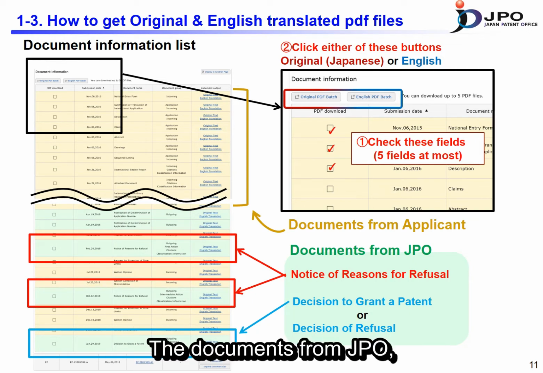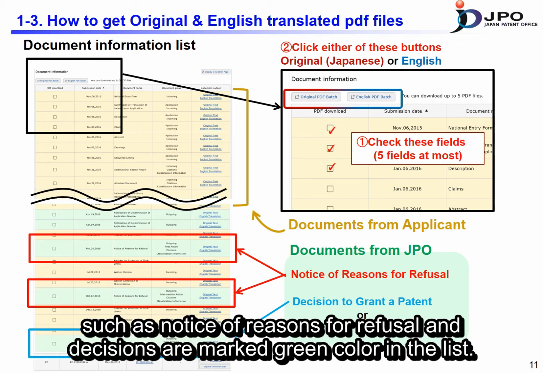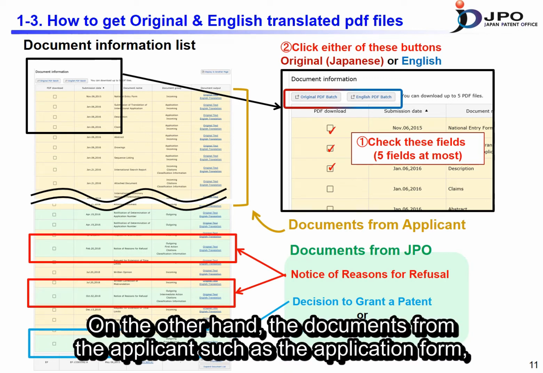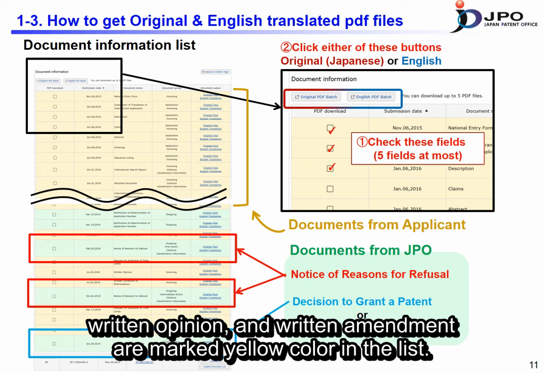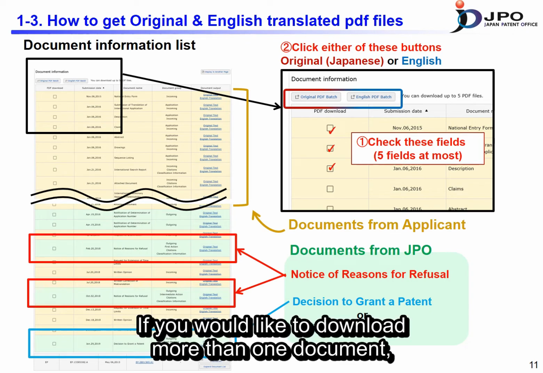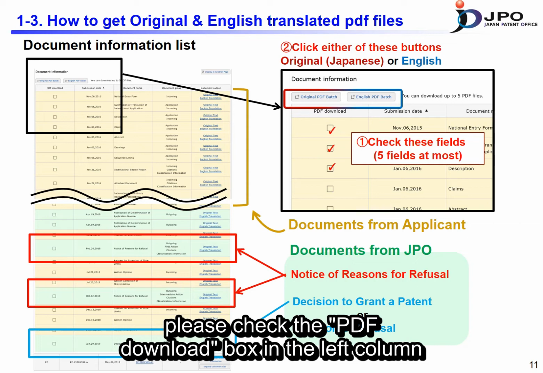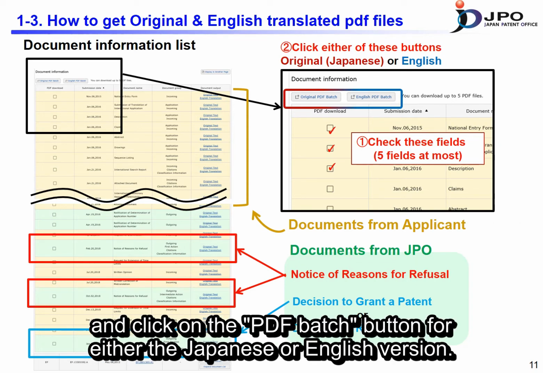The documents from JPO, such as Notice of Reasons for Refusal and Decisions, are marked green color in the list. On the other hand, the documents from the applicant, such as the application form, written opinion, and written amendment, are marked yellow color in the list. If you'd like to download more than one document, please check the PDF download box in the left column and click on the PDF batch button for either the Japanese or English version.